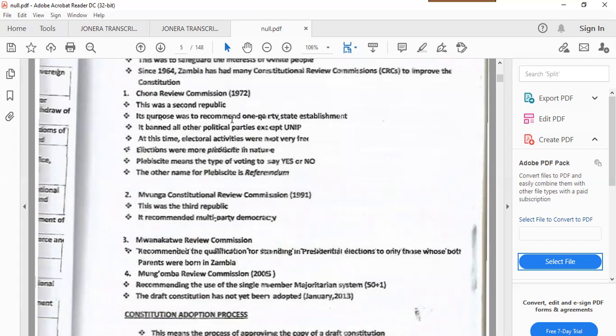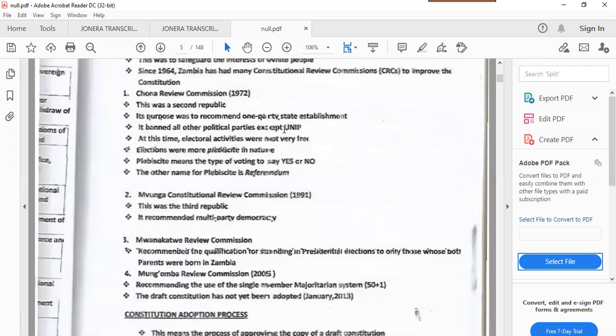So this was not good, because it was subject to something that was not democratic. It was actually unusual, where you've gotten your freedom, but you still want power to be in only one possession. So here, I think this is Kaunda, if I'm not mistaken. It banned all other political parties except UNIP. Yeah, this UNIP was sort of evil.